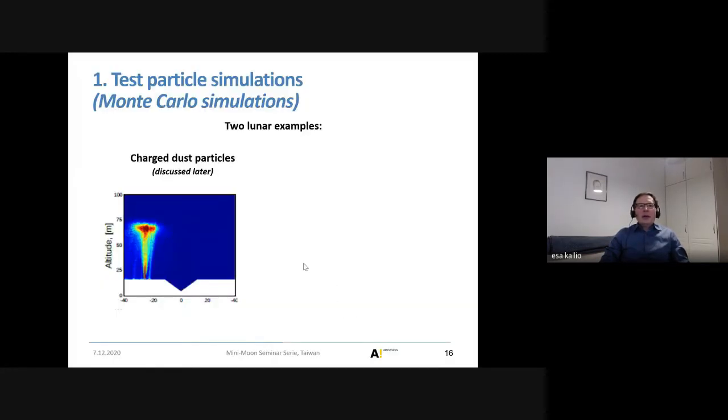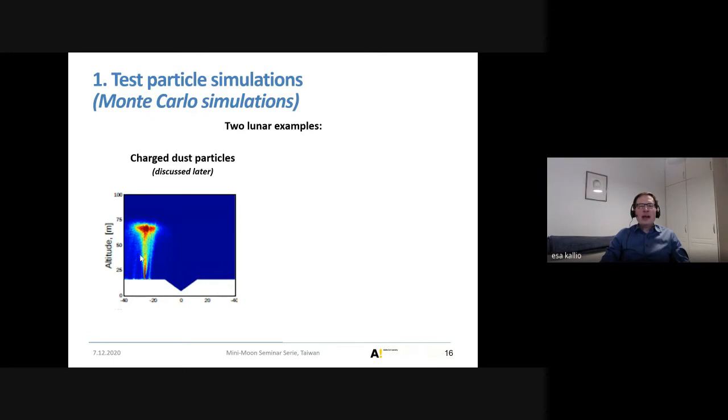So, a couple of examples about test particle simulations. Maybe I have only one slide. I will show one example about how to use test particles: how charged dust particles move near the lunar surface.